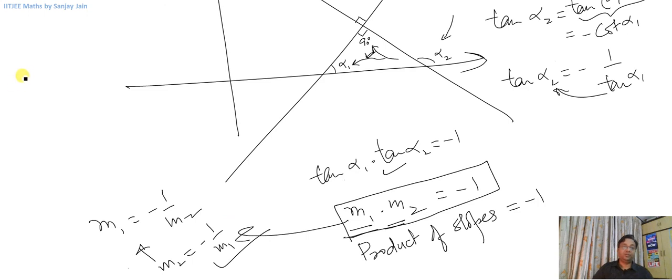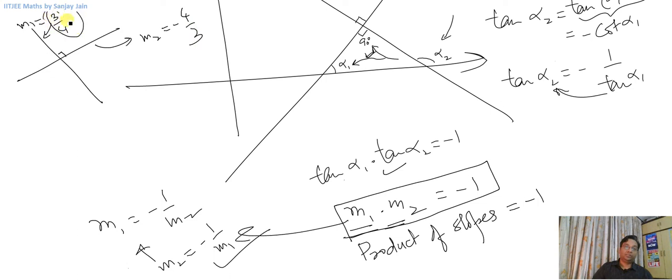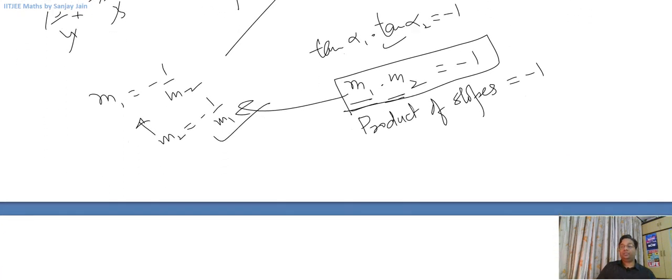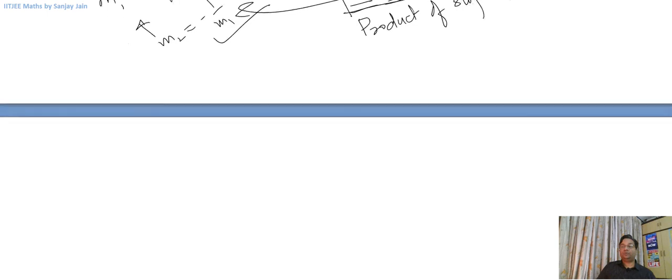So if I know the slope of one line, let us say, if I know the slope of this line is 3 by 4, so what will be the slope of this line? This is m1, let us say. So what will be m2? It will be minus 4 by 3, so that the product of these two becomes minus 1. 3 by 4 into minus 4 by 3 will give you minus 1. So if you know the slope of one of the lines and you know that the other line is perpendicular to it, you can immediately tell the slope of the other line.